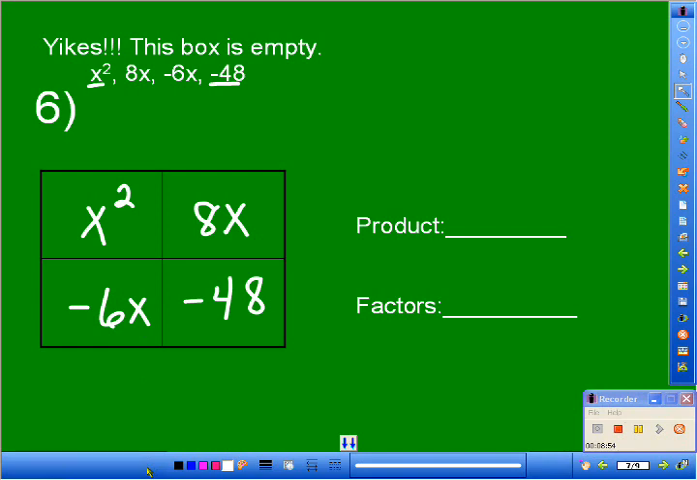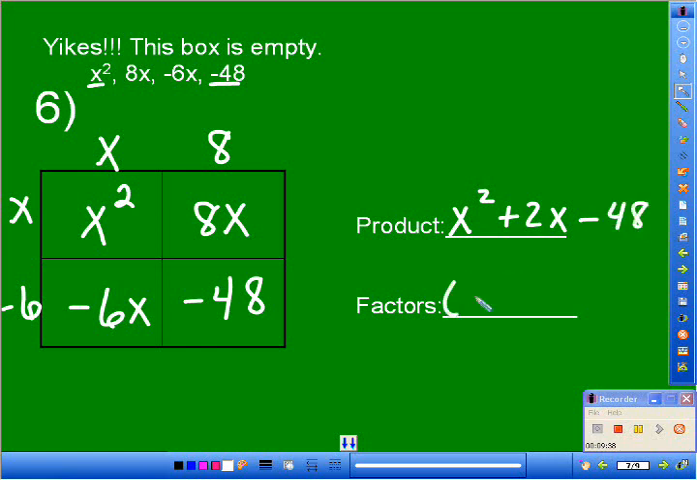So find your greatest common factors. Let's continue. So you have a common factor of x, common factor of 8, common factor of x. And if you stop and check, x times x is x squared. x times 8 is 8x. Both have a negative, so their common factor is negative 6. My product should be x squared plus 2x minus 48. My factor will be x plus 8 and x minus 6.